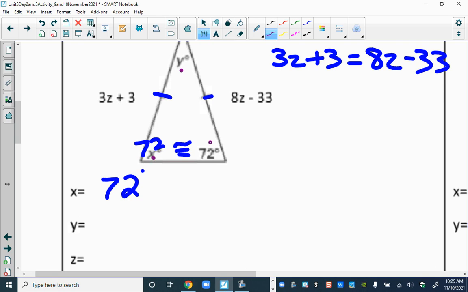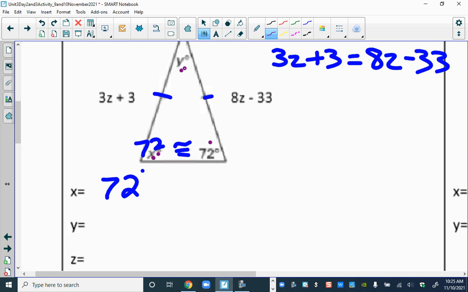Okay, so then what do we know about the sum of these three measurements? x plus y plus 72. They have to add up to what number? 180. I didn't hear you. Speak up. You're always allowed to speak up. Say it louder. I'm glad we're making these connections.